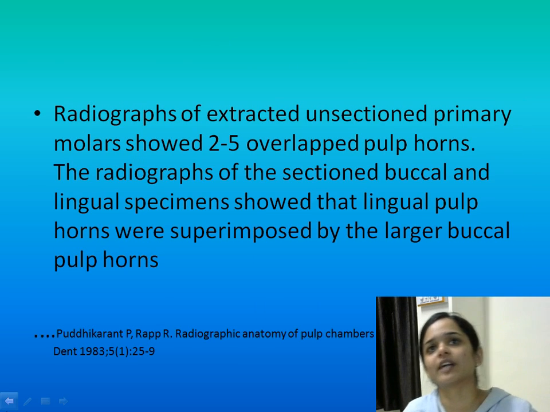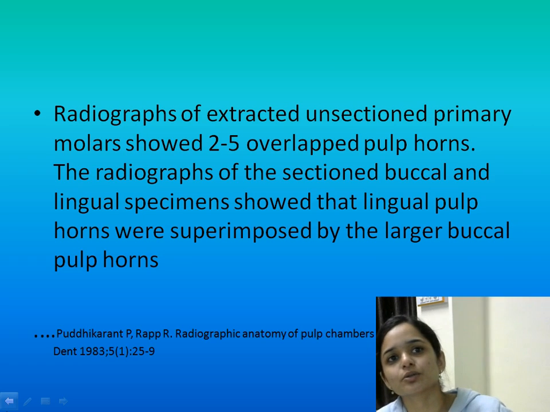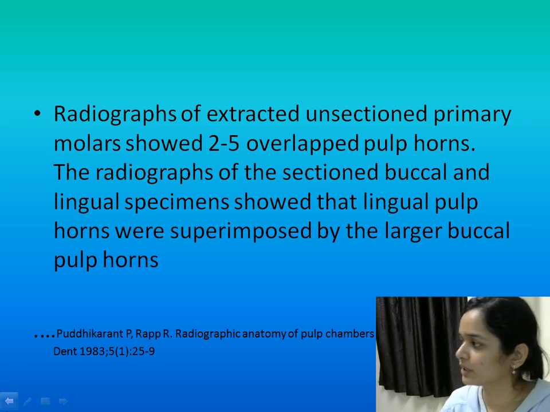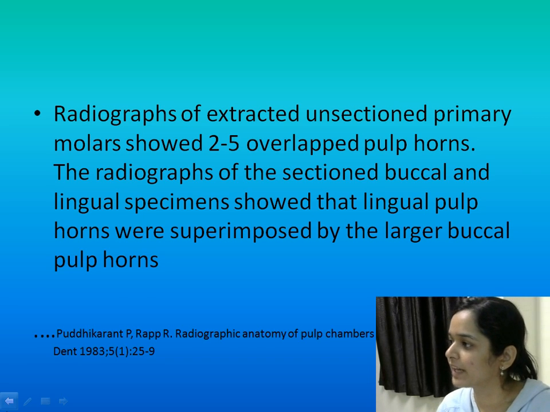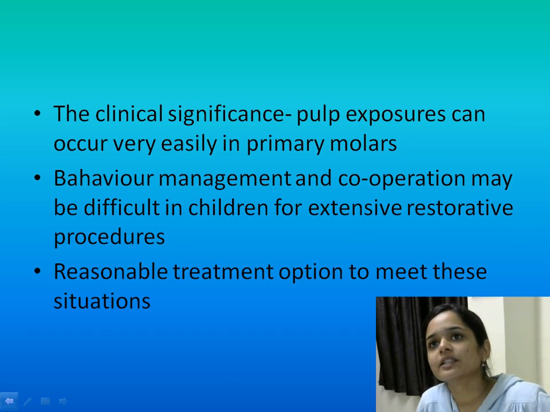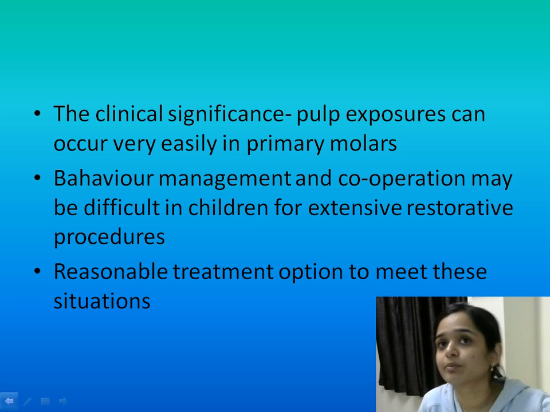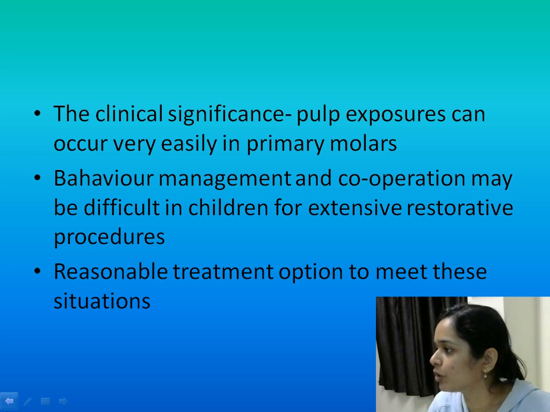Radiographs of extracted, unsectioned teeth. This is a study just to show that the pulp forms in the primary teeth are high. I don't think you will need this. You just remember that they are high, and that's why there are more chances of pulpal exposure while cavity preparation. The clinical significance of pulp exposures: the pulp exposures can occur very easily in primary molars. Behavior management and cooperation may be difficult in children for extensive restorative procedures. To meet all these criteria, pulpotomy becomes the most reasonable treatment option.